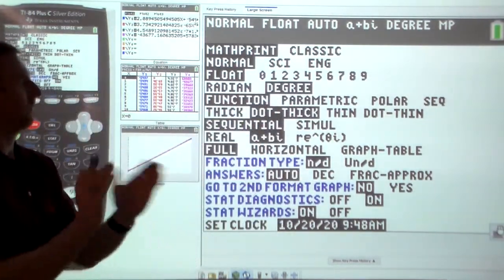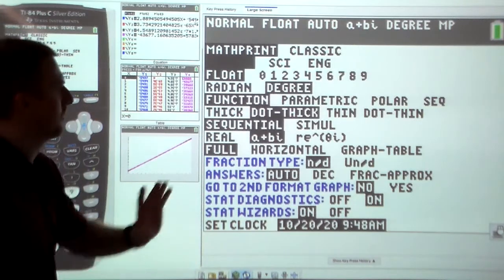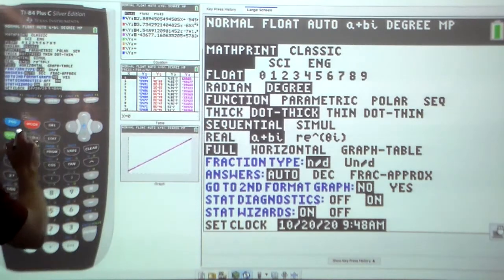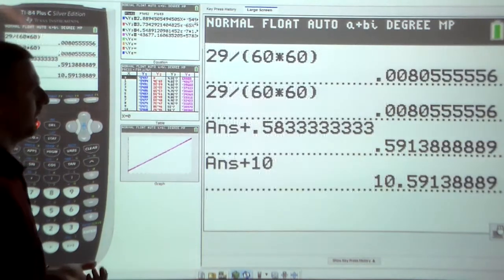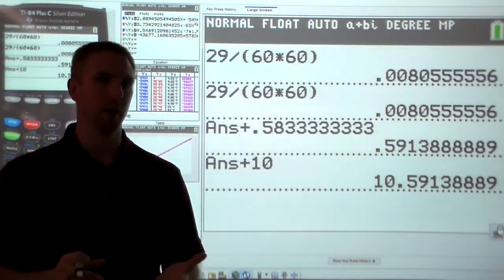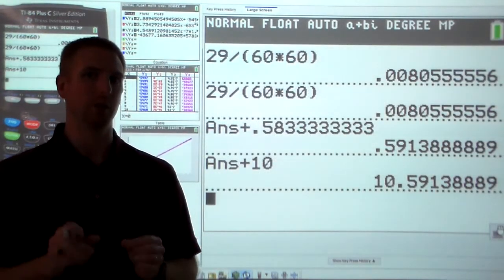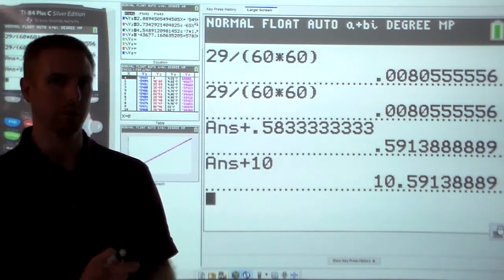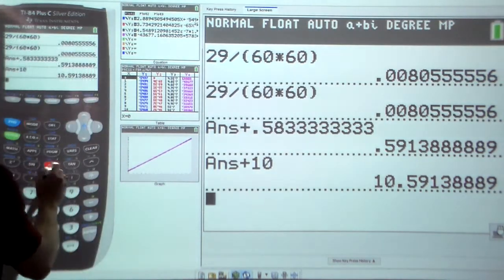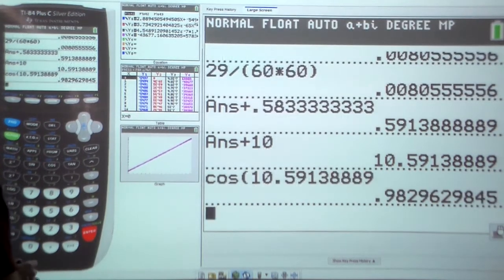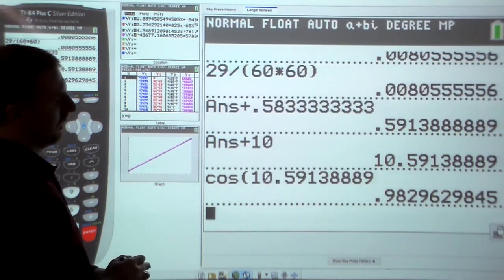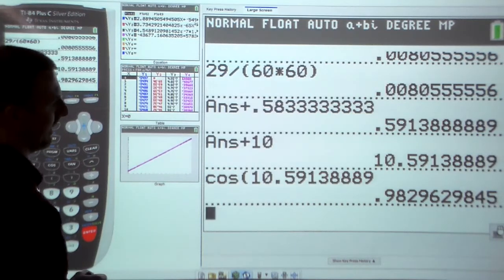You're going to have to go back and forth between radian and degree quite a bit in this chapter, but right now we're in degree mode because we're talking about 10 degrees. And kind of a rule of thumb there, really from here on out, assume you're in radians unless you see a degree symbol. We had a degree symbol, so it's definitely in degrees. So cosine of that decimal, we're going to get about 0.9829, so we'll say about 0.983.